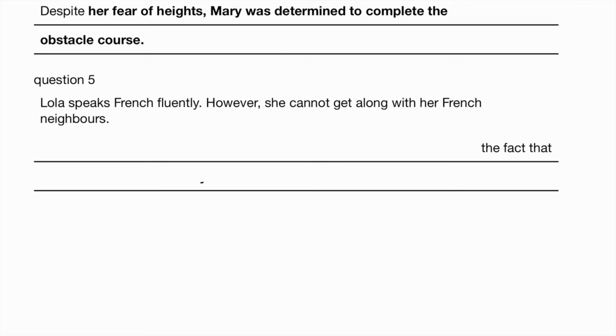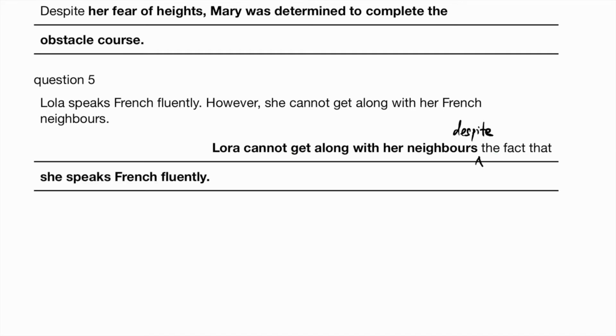Lola speaks French fluently. However, she cannot get along with her French neighbors. So we are supposed to use the word despite again, right? So let's go. Lola, all right? So this has to be an L actually. Lola cannot get along with her neighbors. There you go, fixed it, okay? Despite the fact that she speaks French fluently.